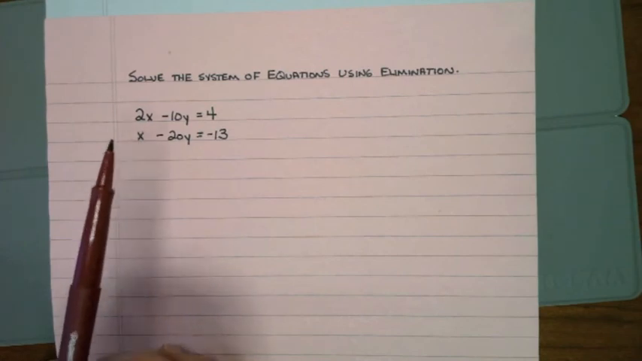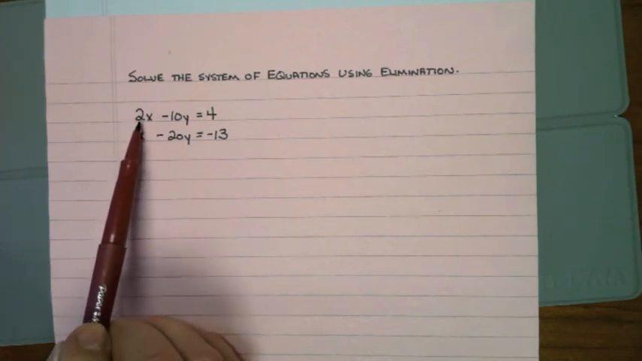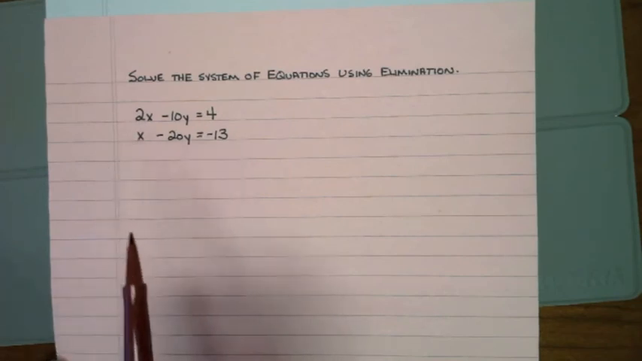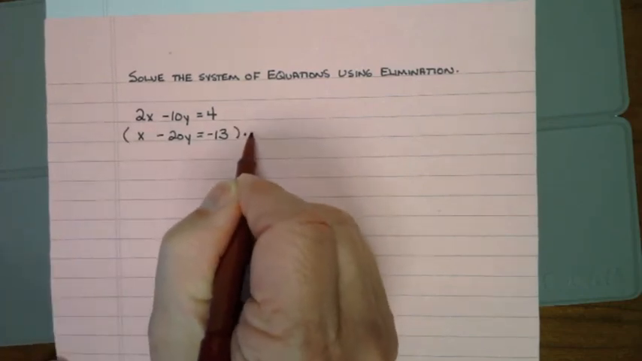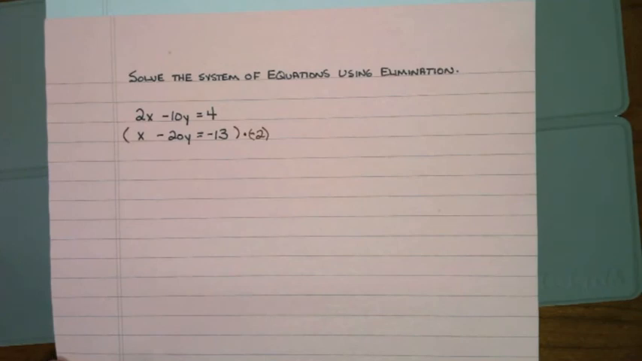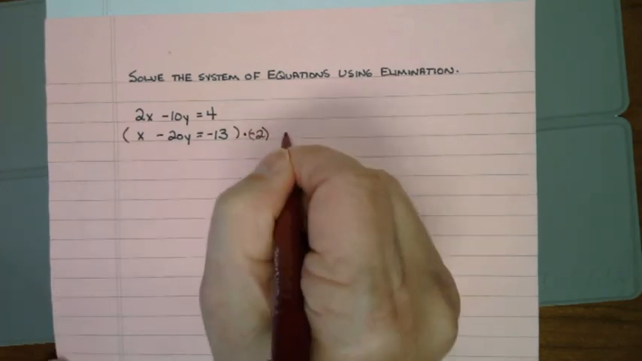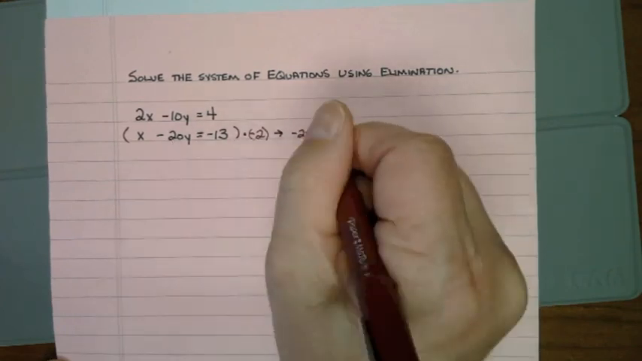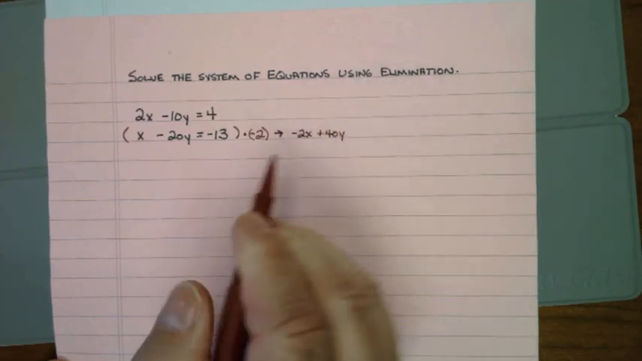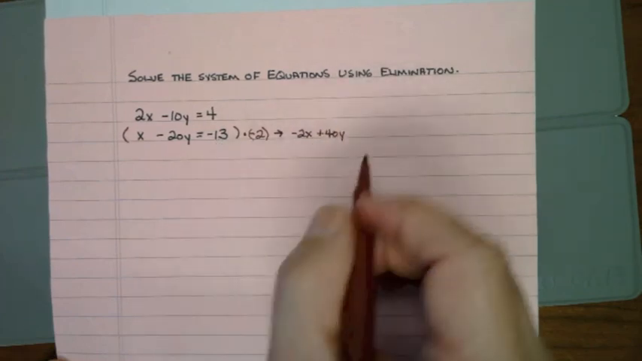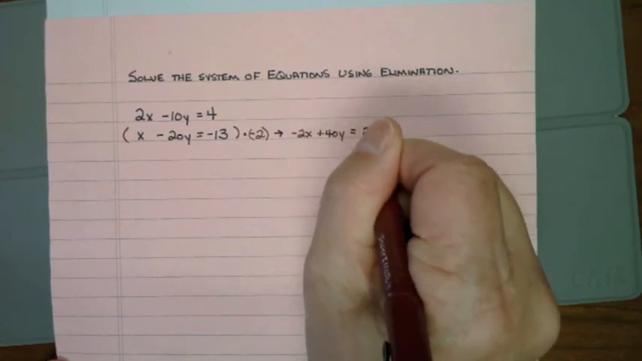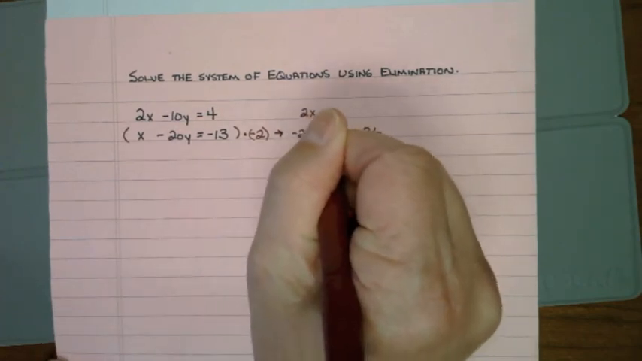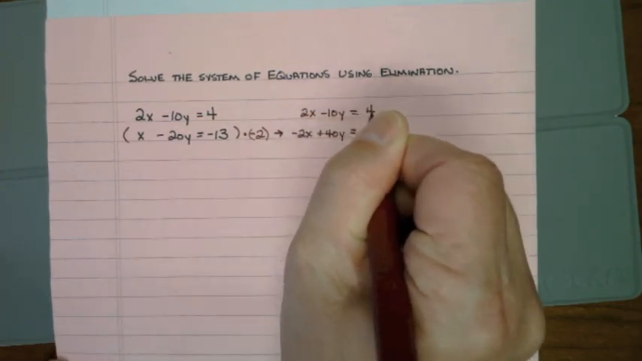What would I want this bottom to be right here to cancel out that 2x? I would want this bottom to be negative 2x. So what I'm going to do is multiply this bottom one by negative 2. And I'm going to change this equation. Negative 2 times x is negative 2x. Negative 2 times negative 20, positive 40y. Negative 2 times negative 13, positive 26. I'm simply going to write this one right over it. 2x minus 10y is equal to 4.